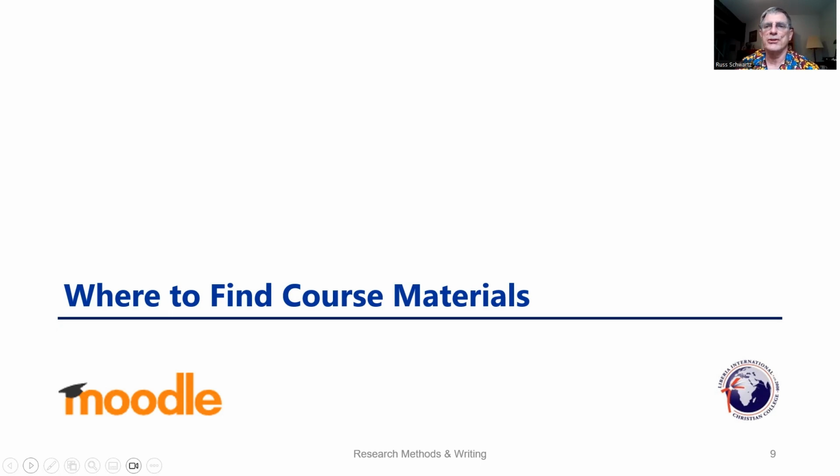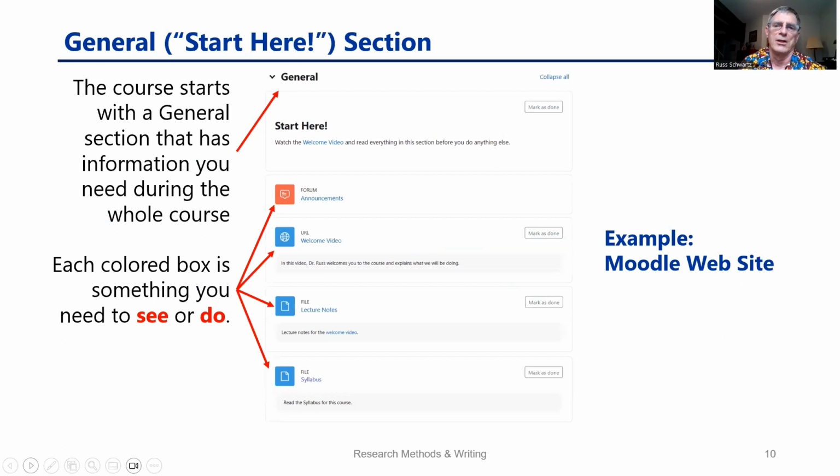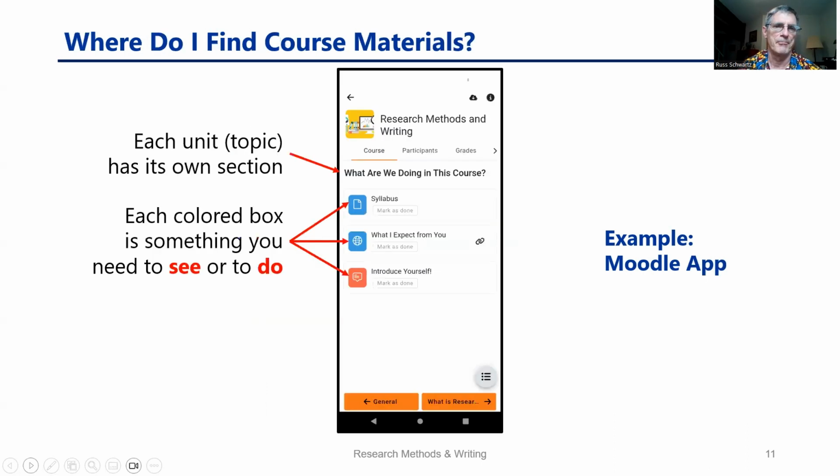So where do you find the course materials in this class? All the course materials are in Moodle. We may give out a few materials in hard copy on the first day, but all the rest of them are soft copy and they're in Moodle. When you go to the course in Moodle, you'll see a general section at the top that has information that you'll use probably throughout the whole course, such as an announcements forum or some other things.